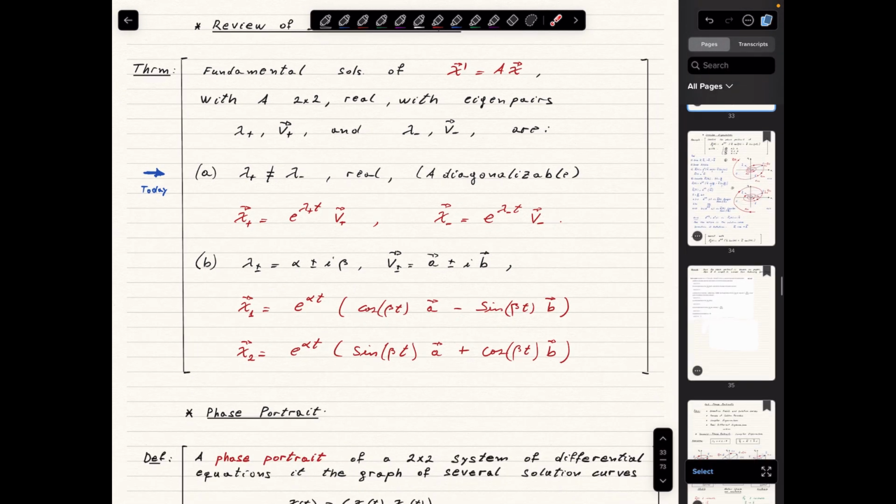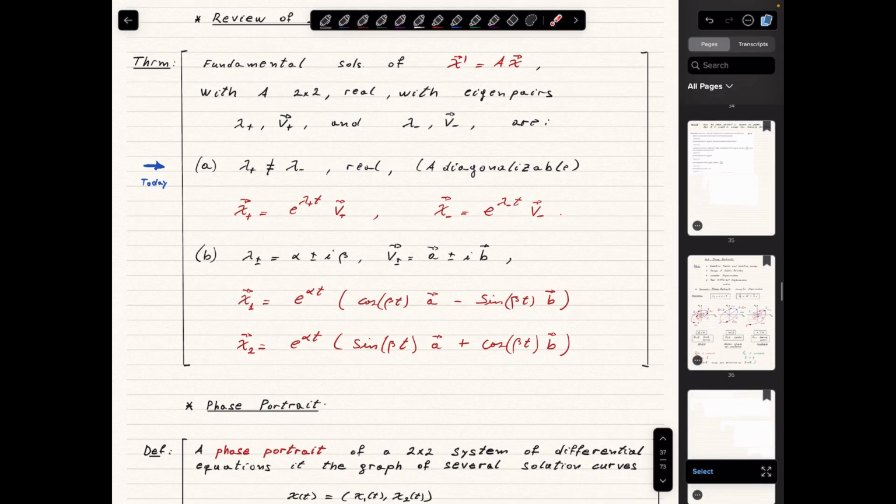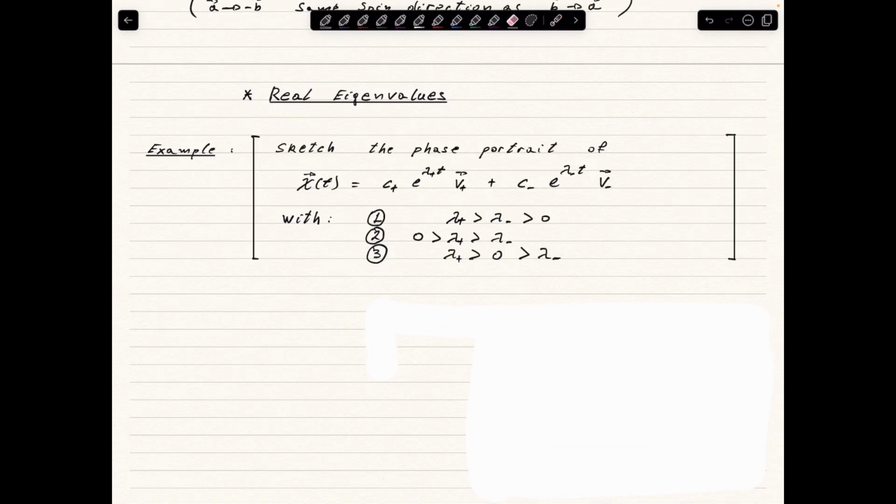Alright, let's go study that case. So here we are, real eigenvalues. The solution we want to graph is a linear combination of the first fundamental solution and the second fundamental solution, and the combination constants are called C plus and C minus. So we want to graph several solutions for several choices of C plus and C minus.